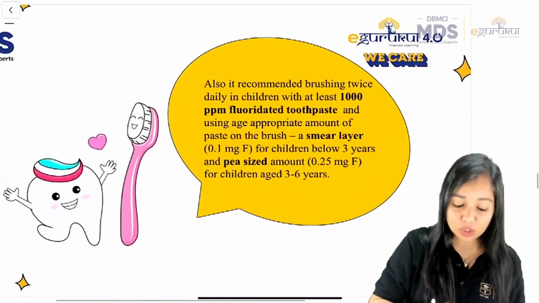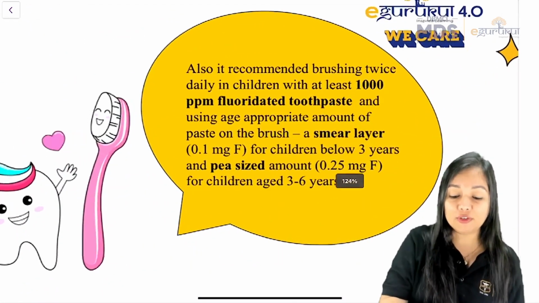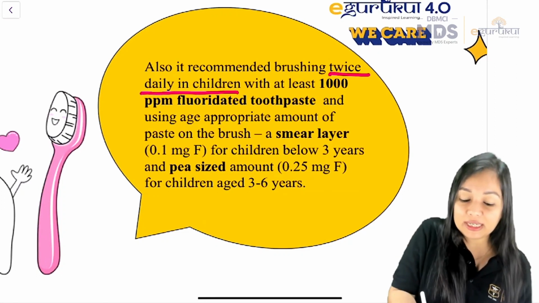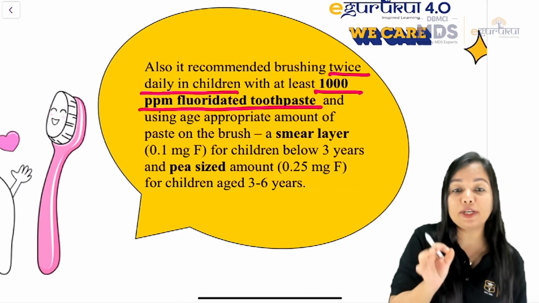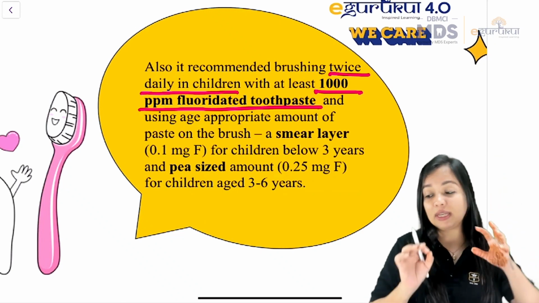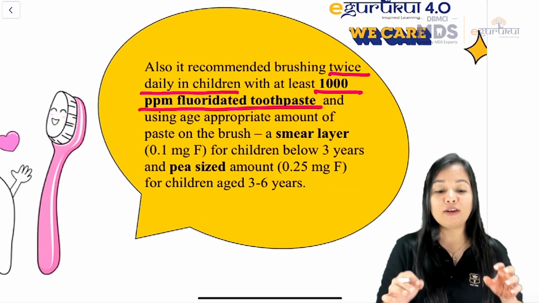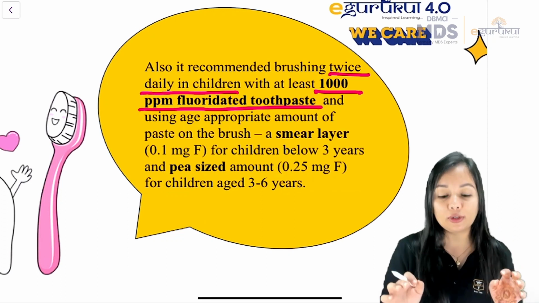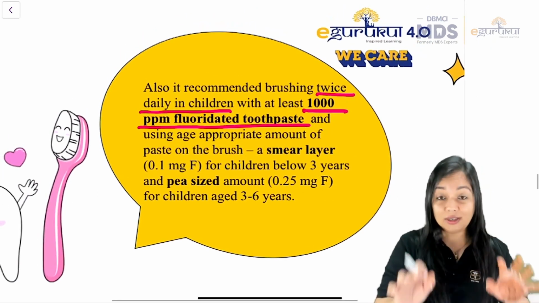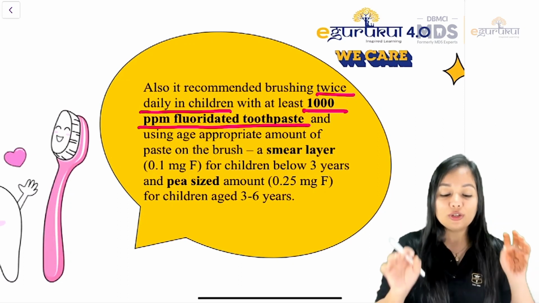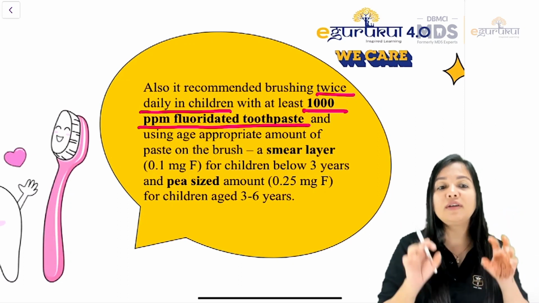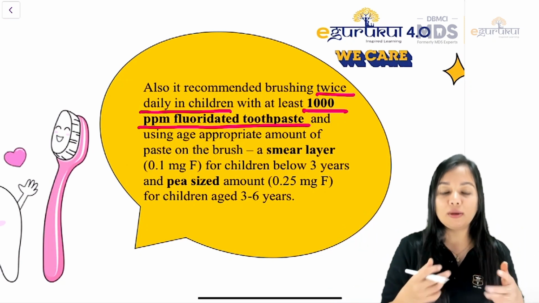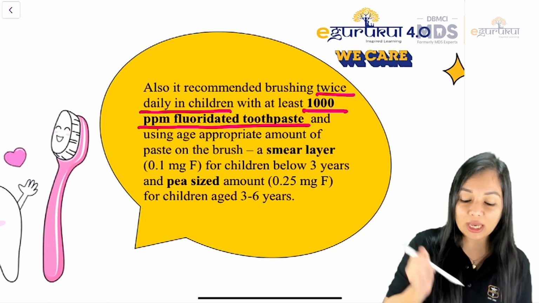That's clear. Also in that particular conference, it was recommended that twice daily brushing in children is required with at least 1,000 ppm fluoridated toothpaste. There are various brands that have launched toothpastes for children containing 1,000 ppm fluoride. I'm not going to tell you here, but there are a lot. You just Google search. So according to this conference, it was recommended for children to use 1,000 ppm fluoridated toothpaste, brushing at least twice, and using an age appropriate amount.